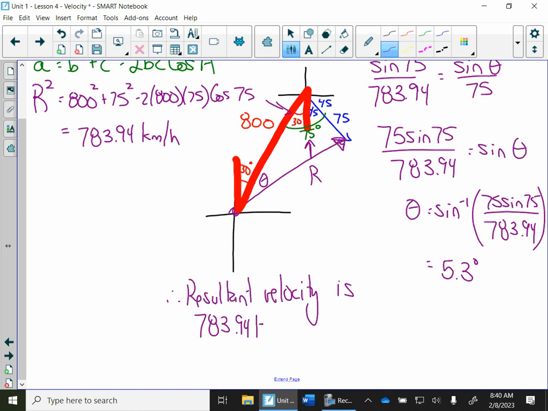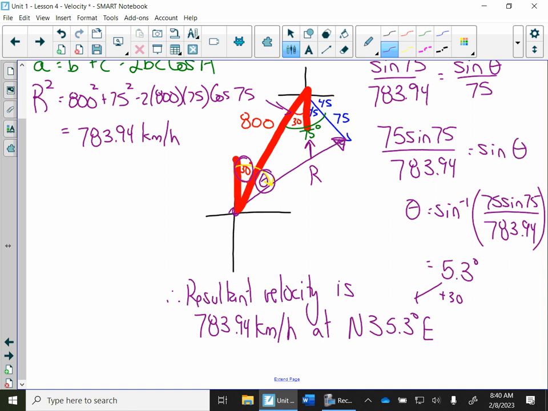783.94. There's our magnitude. At, and last time we could just use the 5. Well, this time we can't quite use that because our bearing is actually from north all the way to that line. So it's 30 plus theta. In other words, it's north 35.3 east. I need to include the 30 plus the theta because that's where my plane actually ends up. Okay, so this one plus the 30.